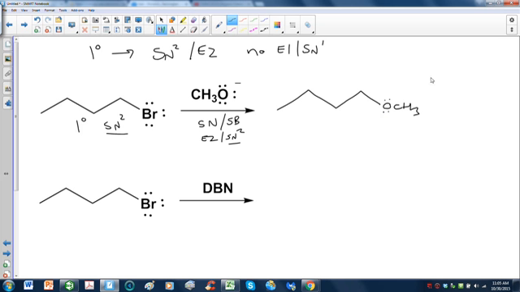No elimination because if we did have it, the alkene product would be mono-substituted, which is the least stable of all the alkenes, so therefore that doesn't happen. So no elimination.